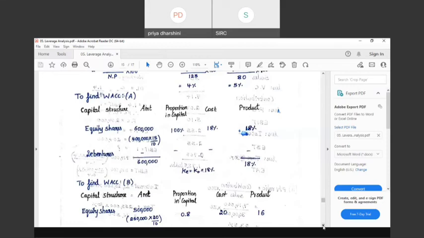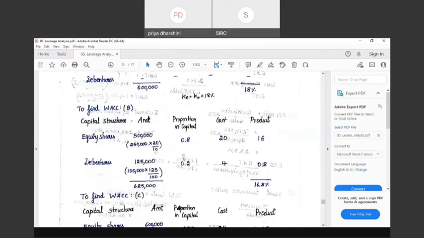Then for company B, they have given 2,50,000 as the share capital. Divide by 10 rupees per share to get the number of shares, into the market price of 20 per share. It will give you the market value. For debentures, 1 lakh divided by 100 will give you the number of debentures, into 125 per debenture will give you the value. So total is 6,25,000. What is the proportion in capital? 5 lakh divided by 6,25,000, and 1,25,000 divided by 6,25,000. So you get the proportion in capital. Multiply with the respective cost of company B, you will get the product. The total of the product will give you the weighted average cost of capital for B.